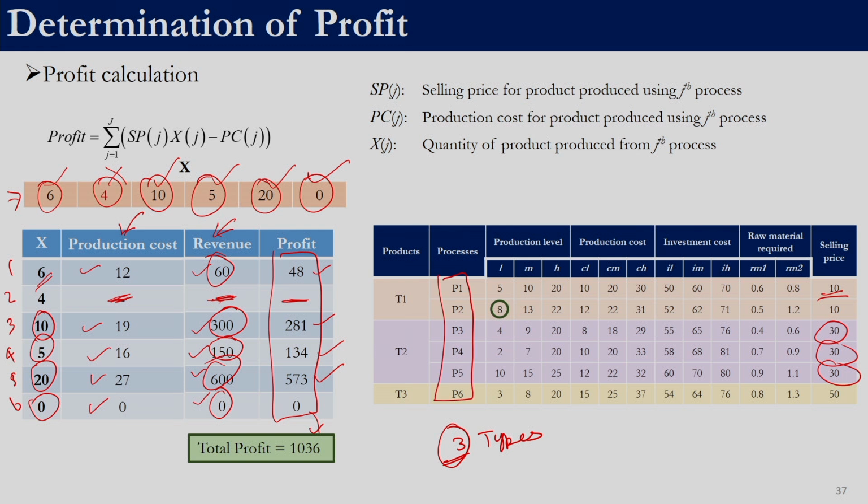So, for example, take this data. We have 6 processes, so we will have 6 domain constraints. For each process we will have a domain constraint. This is one type, let us say type 1. We will always have one investment cost constraint as per the problem definition, irrespective of the number of processes. We will have only one investment cost constraint.